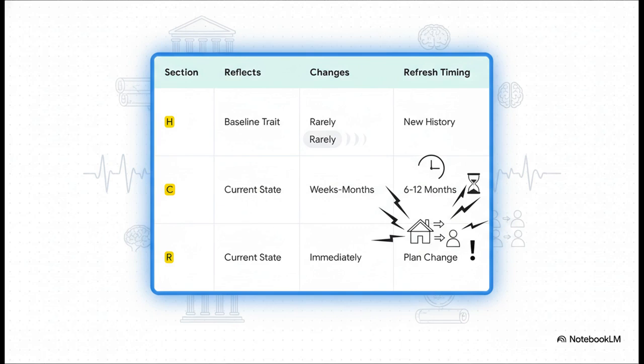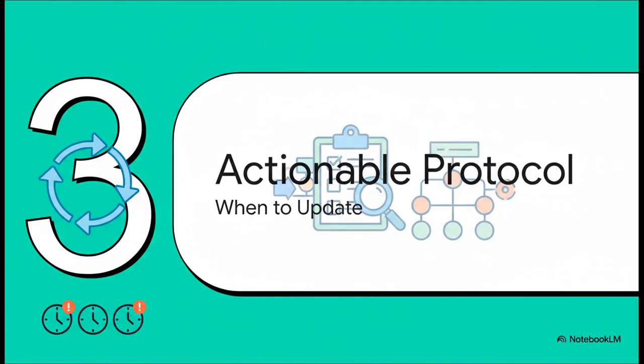You can see the historical part is pretty stable, right? But the clinical section, that needs a look every 6 to 12 months. And the risk management part, well, that's the most fluid of all. It needs to be updated the instant there's a major life change. Okay, so knowing the why is one thing, but what we really need is a clear protocol for the when. So let's just lay out the specific triggers that should tell you, okay, time for a reassessment.